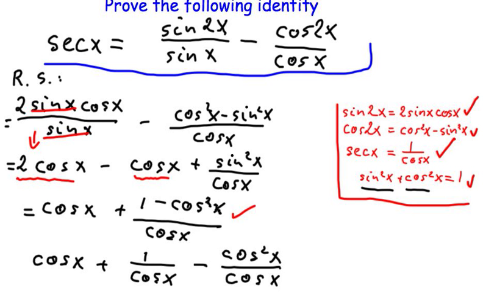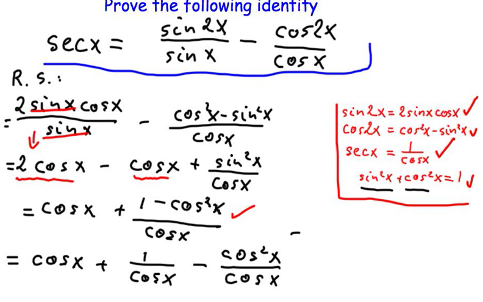Moving down to the next line. Cosine x is repeated. Now we are splitting this. We did that split already up above in the first line. So we'll split this expression into 2 rational statements. So 1 over cosine x, take away cos squared x divided by cosine x.